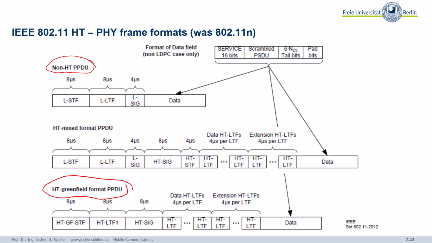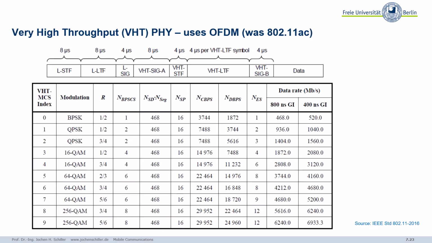Okay, that's by far not the end of the story. The next physical layer, as an example here, is the so-called very high throughput, VHT, physical layer. It uses OFDM again. And that was the so-called 802.11ac standard. It's all integrated in the .11 standard. And this standard is today marked as Wi-Fi 5 by the Wi-Fi Alliance.